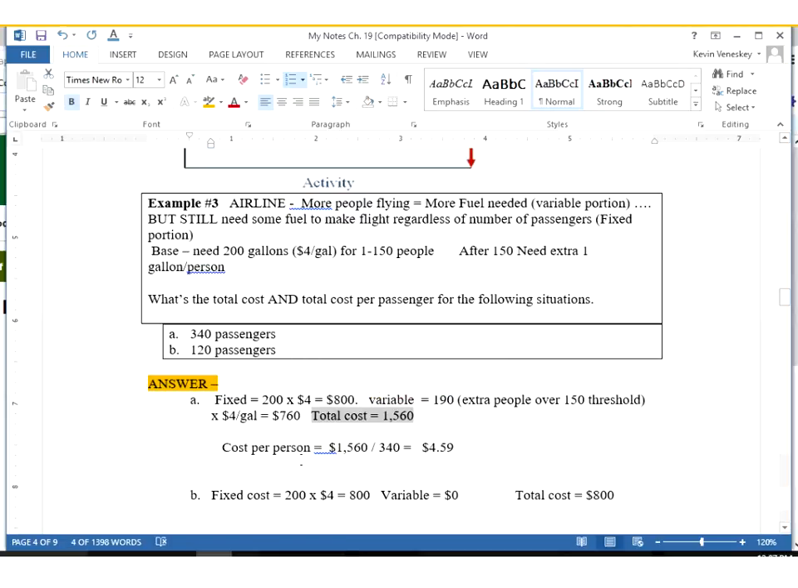So my cost per person, so this was one answer, total cost. My cost per person, well, I just take my total cost and divide it by how many people I spread that out over. So that was $4.59.